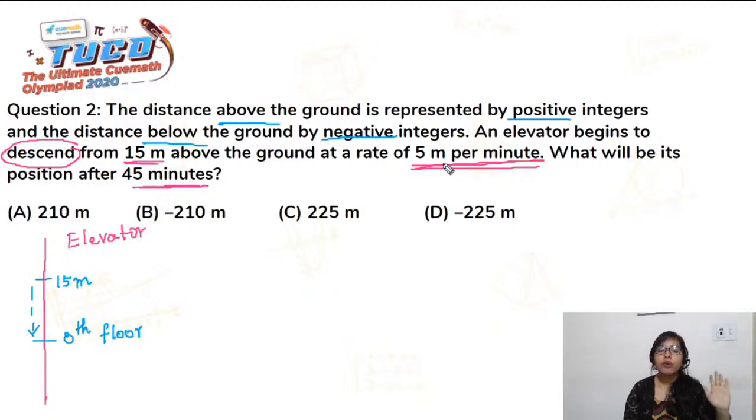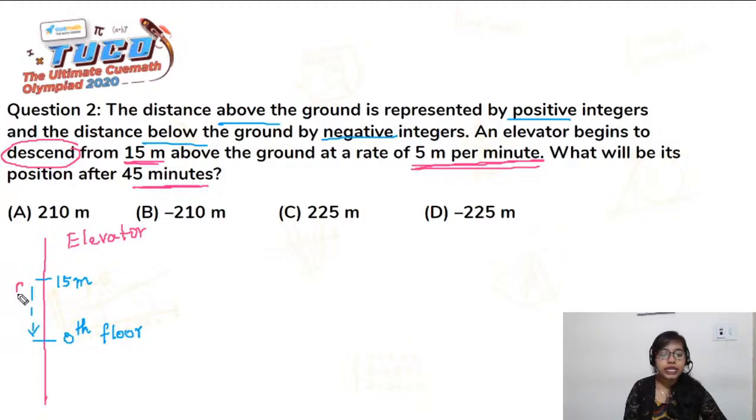Okay. So now the question is that after 45 minutes, at what distance would the elevator be? To understand that, first, understand the question well. You have to divide it into 2 sections.